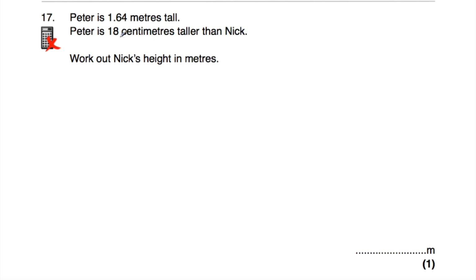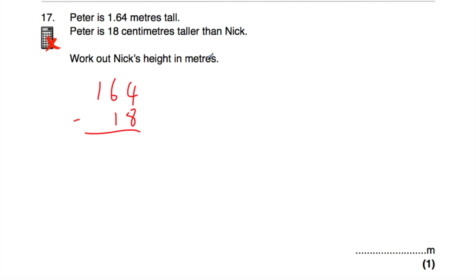So if I want to do this question without using adding and subtracting decimals, I'm just going to show you anyway. If Peter is 18 centimeters taller than Nick, well, that means that Nick is shorter than Peter. He's 18 centimeters shorter than Peter, and Peter is 1.64 meters tall. Now what I'm going to do here is I'm going to change the 1.64 meters into centimeters. So Peter is 164 centimeters tall, and Nick is 18 centimeters shorter than Peter. So if we take away 18 from 164 centimeters, we can work out Nick's height in centimeters.